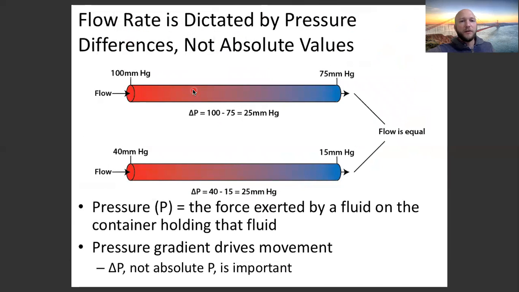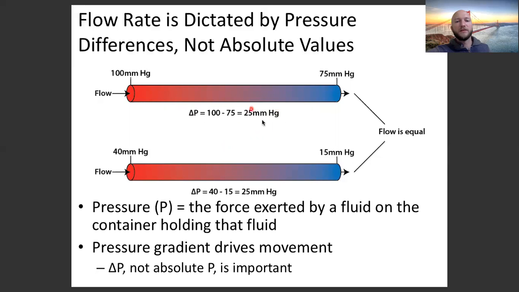All right, so let's look at this absolute and difference example. So in the top example, we have 100 millimeters of mercury on the left side, and we have 75 millimeters of mercury on the right side. What direction on this top example is blood going to flow? There's 100 on the left, 75 on the right. It's going to start on the high end, and it's going to move towards the low end. Perfect.